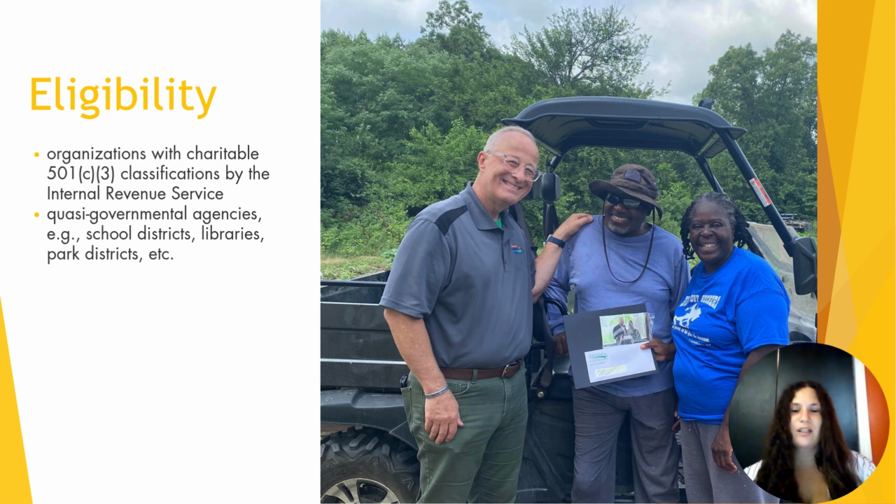Awards are made to organizations with a charitable 501c3 classification by the IRS or quasi-governmental agencies such as schools, libraries, and park districts. Applying organizations without a 501c3 designation that do not qualify as a quasi-governmental agency can be represented by a fiscal sponsor. Keep in mind that only one application can be accepted per 501c3. So that means that if you are a fiscal sponsor who is representing another agency, you won't also be able to apply in that same grant cycle. Proper documentation will need to be provided to verify your eligibility.